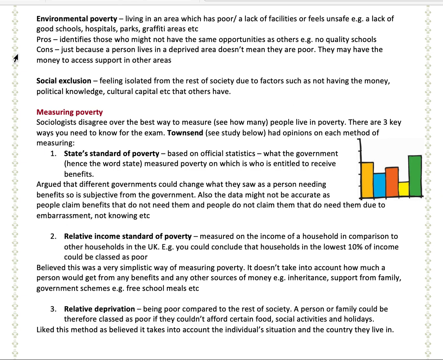Relative income standard of poverty: people look at the average income, and then you could conclude that a certain percentage of people would be poor. So you might say that the lowest 10% of households could be living in poverty. This is quite simplistic because obviously not everybody's financial situation is dependent on their income.